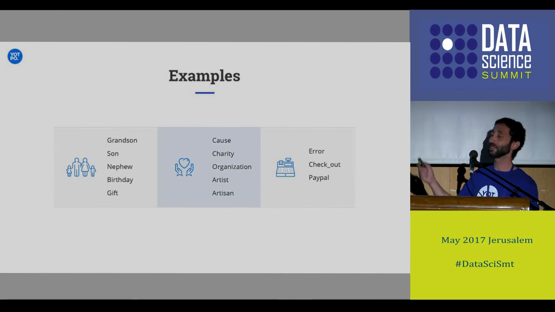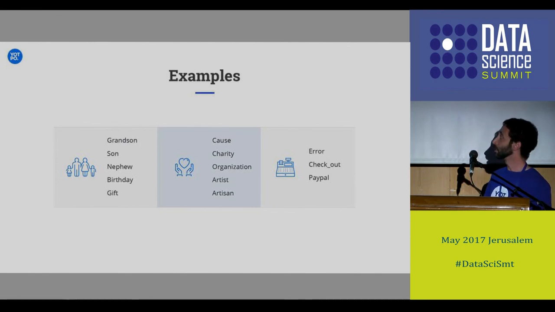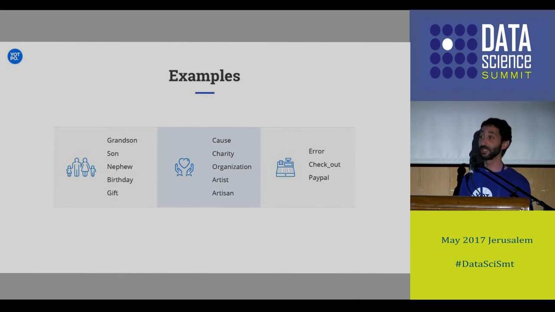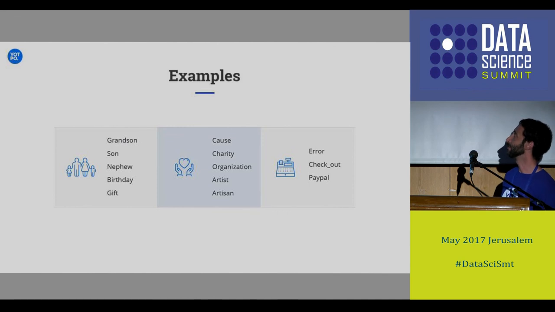Now, the example in the middle is for an account that conducts some charity activity. You see terms that are related to the charity activities surfacing and grouped together, like cause, charity, organization, and artist. You can drill down and see what people think about the charity it does.